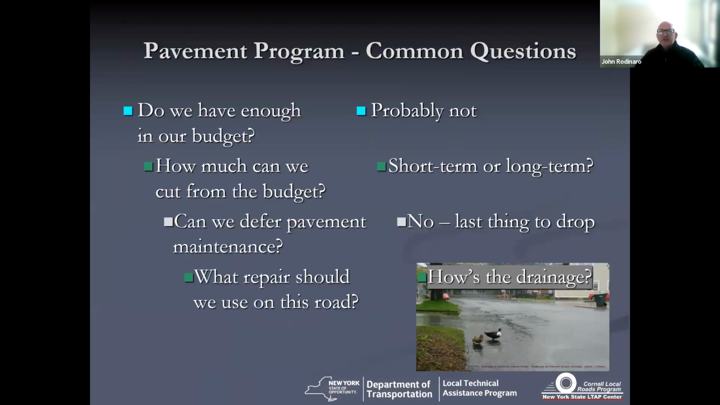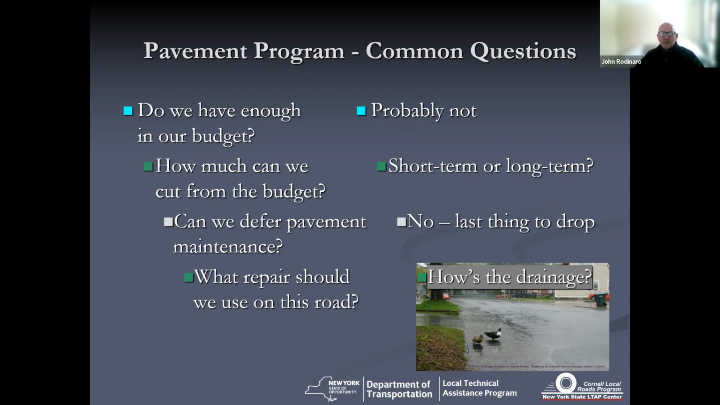So there's a handful of common questions you ask when you're thinking about your pavement program. First, do you have enough money in your budget? Now, probably not. I never did. How much can we cut from the budget? Well, if you're starting without having enough, it's real hard to cut. But sometimes you are forced to cut, and you've got to think about those cuts both in the short term and the long term. So you've got to think about, well, can I defer pavement maintenance? And it's real tempting, especially in the short term, to be cutting out your pavement maintenance first. Well, no, that's the last thing you'd want to drop. It's not the first thing you want to consider.